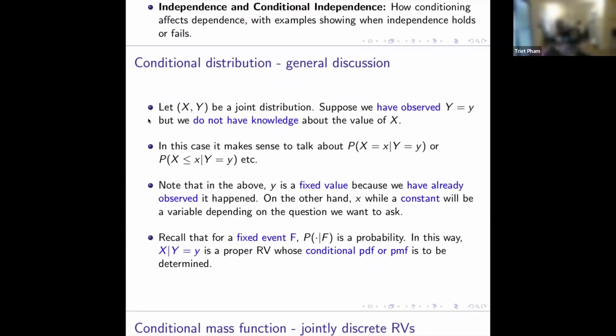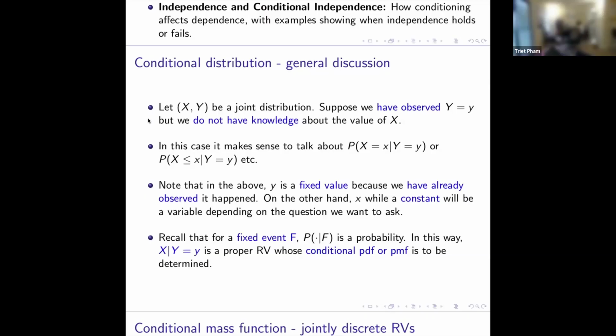Conditional distribution is like conditional probability, if you will, but for the random variable version. So if you know how two random variables X and Y behave together, as in their joint distribution, then it's natural to ask how does one of them behave, given the value of the other? Knowing what the other value is, how does that affect the distribution of the previous one? So that's a general question.